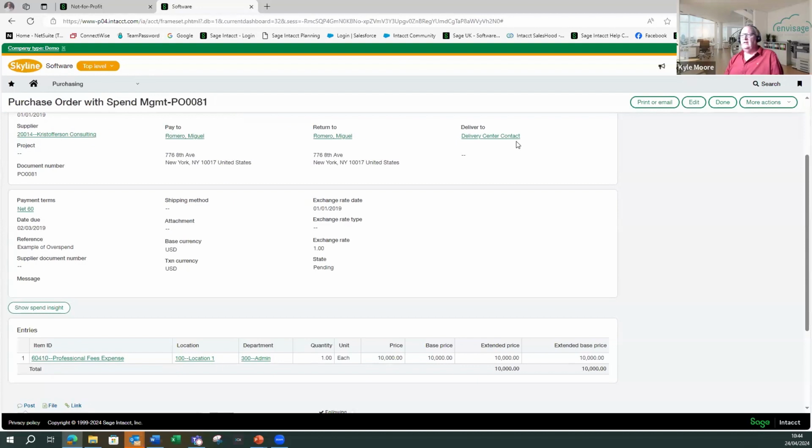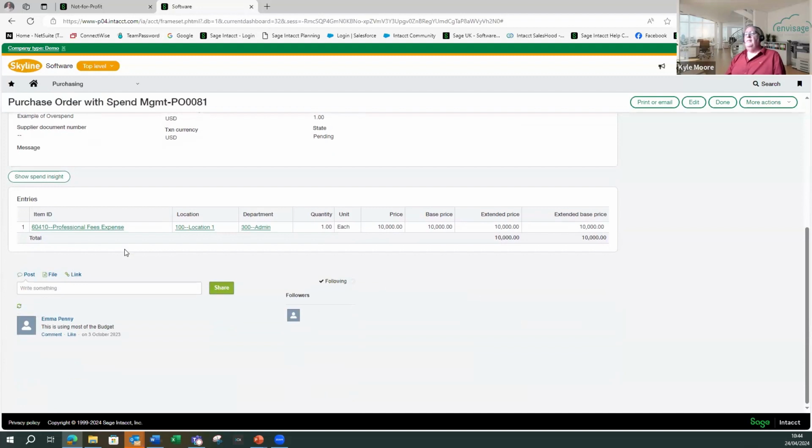There's all the payment details that can come into it, the delivery details, our terms and conditions, and our items down here on our purchase order. So we can see that we have a particular general ledger code, purchase for fees. We have it going to a location and a department and a price.